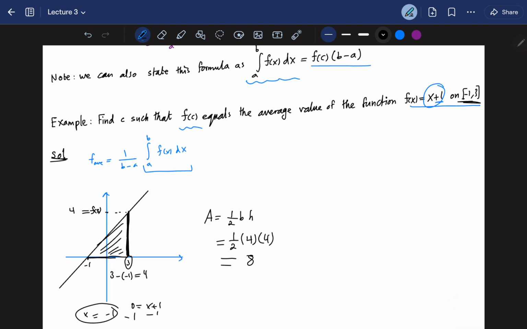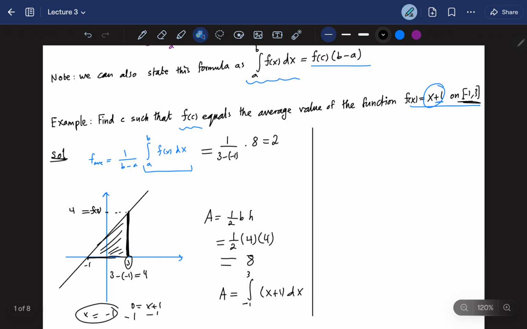Okay, so I found the area, and we said that this area is equal to the integral from -1 to 3 of my function x plus 1 dx. Then the average value of my function is just 1 over 3 minus -1 times 8. If you simplify, you're going to get a 2. Okay, so now we found the average value using the mean value theorem.